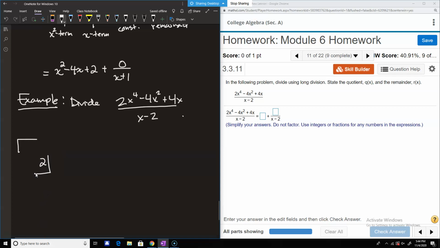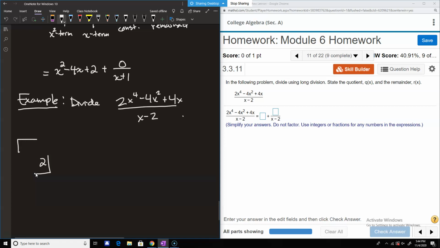But what do I mean missing terms? Well, the thing on top that we're dividing into, we have 4x to the fourth, and then we jump to x squared. So there's no x cubed term. Also, there's no constant term. So I'm going to fill those spots in with zeros so that I account for them so that everything is lined up. So if there's spots missing, put zeros there.